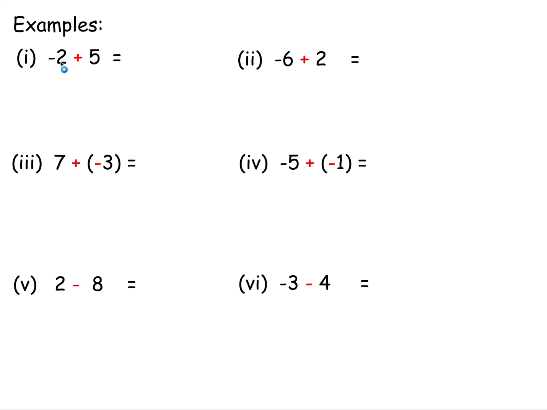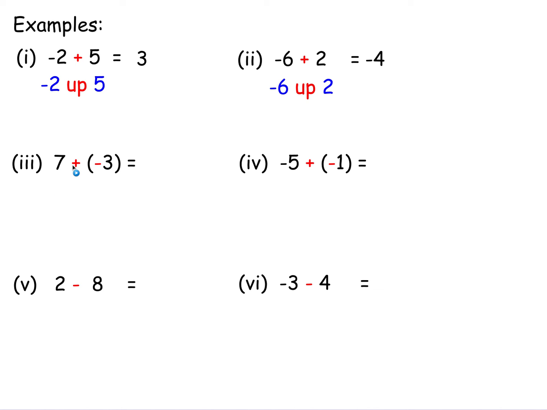So here's negative 2, add 5. That's negative 2 and you go up 5. So you don't need a number line. Like a temperature, negative 2 you go up 5 degrees. So that's you at 3. Here's negative 6, you go up 2. So it gets 2 degrees warmer. So that's you at negative 4.